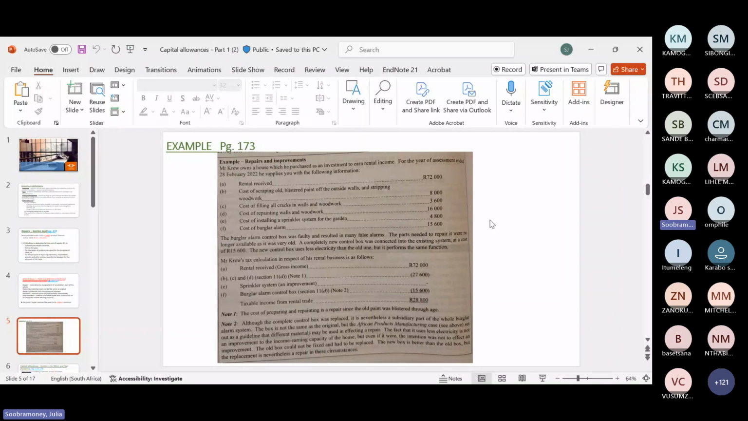Okay. For the year end, 28 Feb 2022, he supplies you with the following information. So here we got rental received. Everyone happy? Rental received will be included in gross income, right? It's income he received. Now let's look at the next 4 or 5. It says the cost of scrapping old blistered paint off the outside walls and stripping the woodwork. So now you've got to sit and think, okay, what do you think is his intention here?